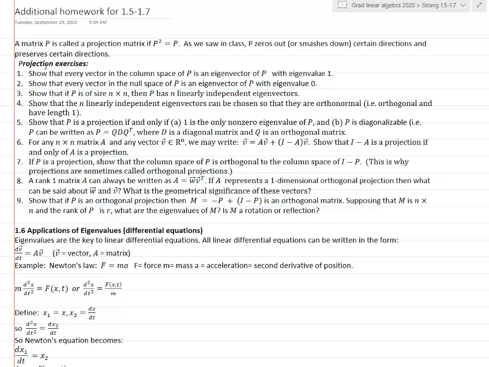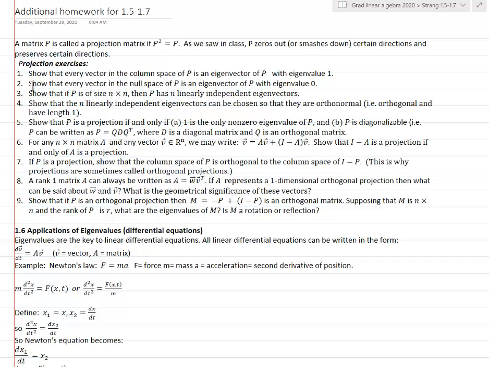All right, so the exercises are as follows. Show that every vector in the column space of P is an eigenvector of P with eigenvalue 1. All right, I think you should know how to do that. You need to write down an equation and verify that the column vectors satisfy that equation. And what's more, any vector in the column space satisfies this equation. It's not just the columns themselves, but the column space. Every vector in the column space is an eigenvector.